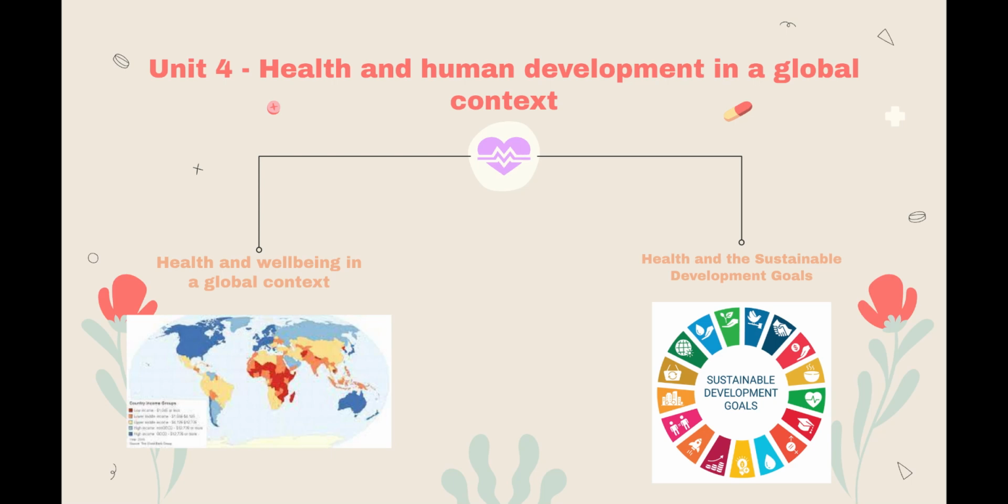So that's in the whole of the world, and we look at low, middle, and high income countries and how the health and well-being differs in those countries. Then, in the last area of study, we look at health and the Sustainable Development Goals. So, they're the United Nations sustainable goals, and we look at how they interrelate between each other.